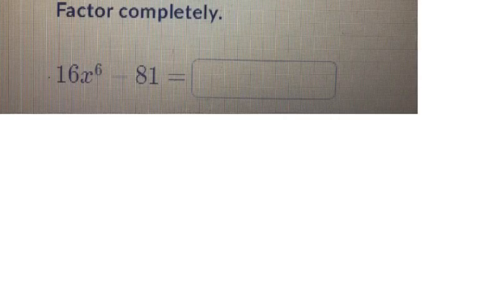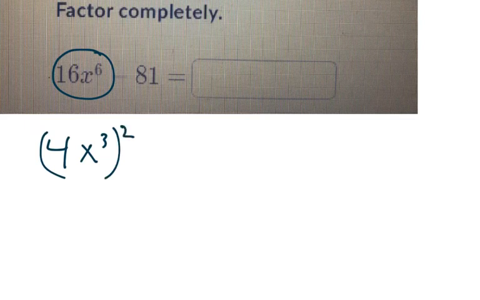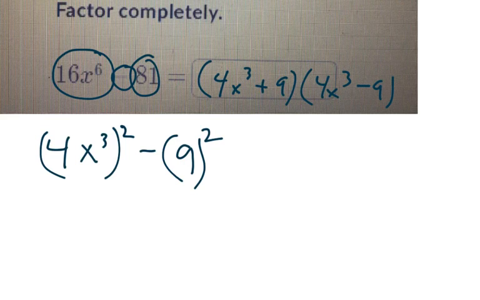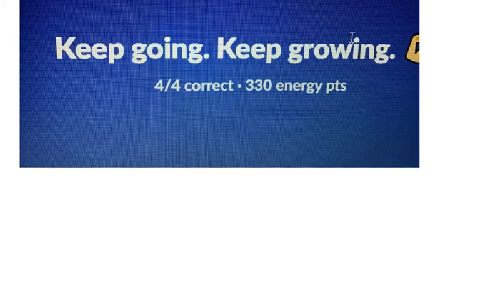All right. Guys, let's take a look at this one here. Do you guys recognize they're both perfect squares again? That right there, for example, is a 4x to the 3 squared. There's a minus, and 81 is a 9 squared, right? So what I'm going to type in here is simply 4x to the 3 plus 9 and 4x to the 3 minus 9. Difference of 2 squares, guys. And as you can see, I got 4 out of 4 right again.